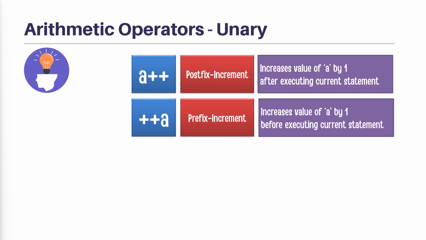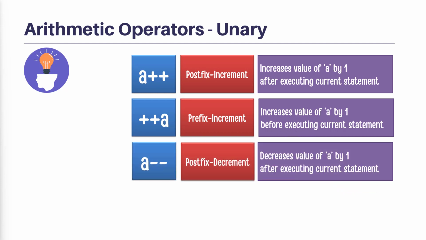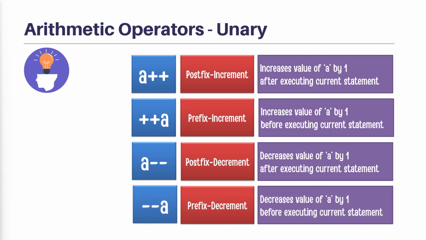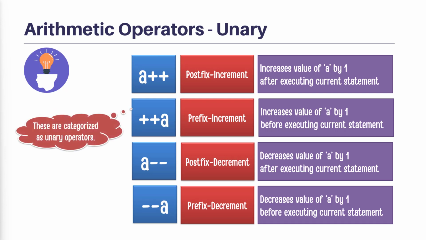There is one difference between postfix and prefix operators. The postfix increment operation is performed after executing the line of code which contains that operator. On the other hand, prefix increment operation is performed before executing the line of code which contains the prefix operator. Similar to these increment operators, there are also decrement operators. The postfix decrement operator is represented by two minus signs after its operand, while the prefix decrement operator is represented by two minus signs before its operand. Both of these operators decrease the value of their operands by 1. All of these four operators are categorized as unary operators.